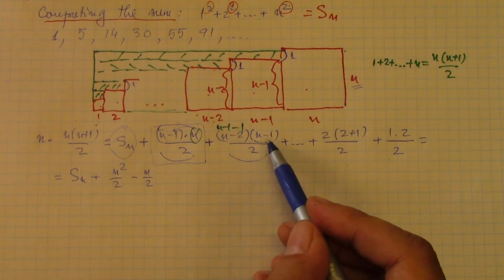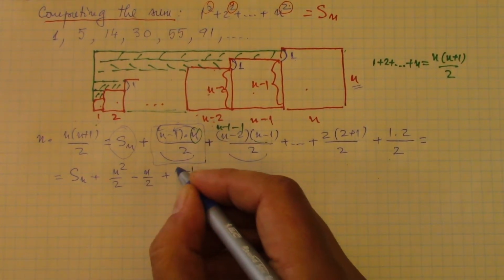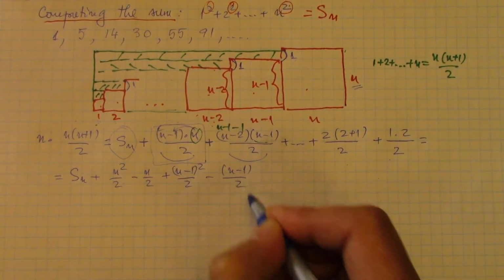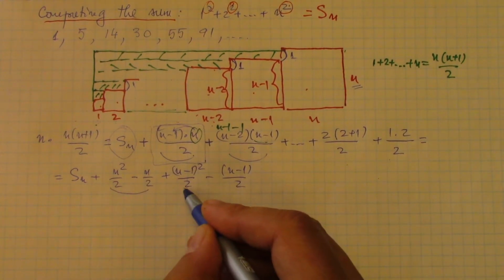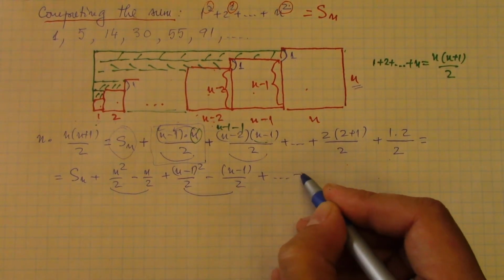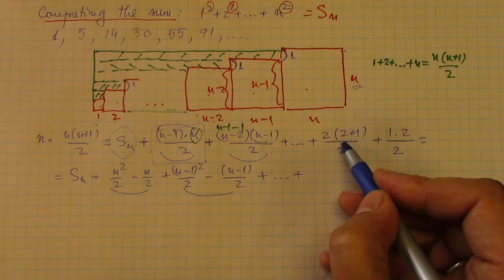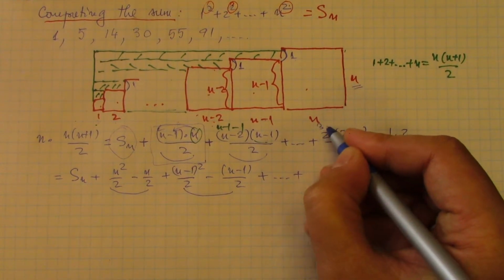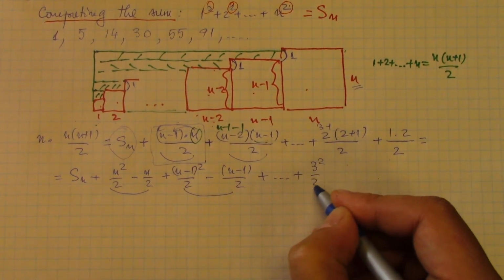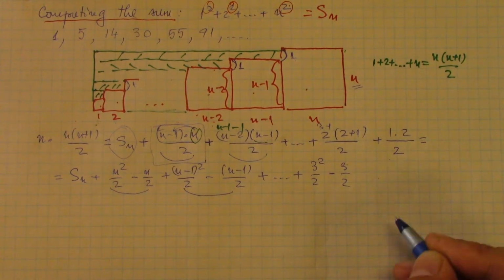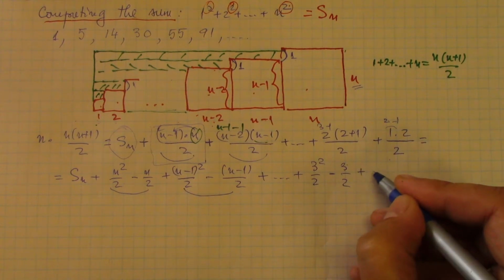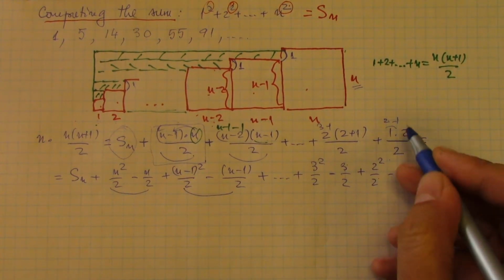So this second fraction will become (n minus 1) squared over 2 minus (n minus 1) over 2. As you can see, we rewrote our pattern, and we keep going like so. Finally, if we write this 2 as 3 minus 1, we get 3 times 3, which is 3 to the power of 2 over 2 minus 3 over 2. And if we write the 1 as 2 minus 1, we get 2 times 2, so plus 2 to the power of 2 over 2 minus 2 over 2.